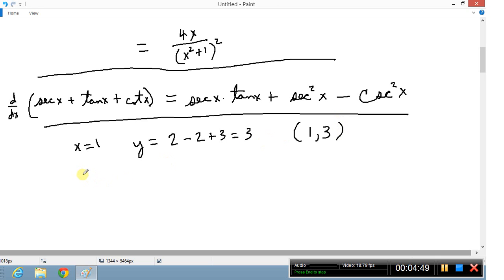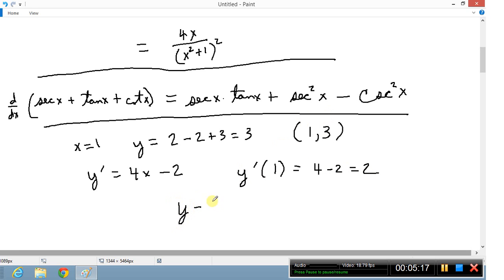Now you need the slope, so you need the derivative, y prime, which is just going to be 4x minus 2, but that's the derivative at every point. You're not interested in the derivative at every point, you're just interested in the derivative when x equals 1. So you plug 1 in, so the derivative at x equal to 1 would be 4 minus 2, or 2. So now you know the slope, you know the point, so you can just write the equation. Y minus 3 equals the slope times x minus the x value. And that's it for number 6.